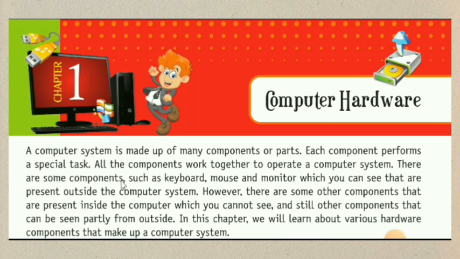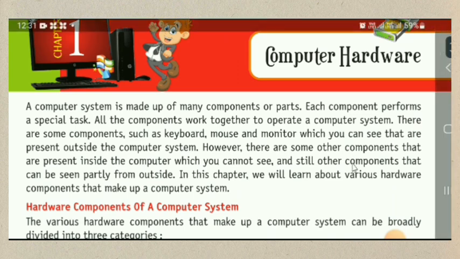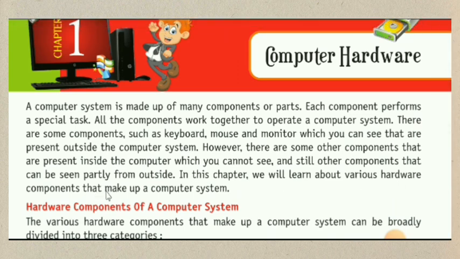There are some components such as keyboard, mouse, and monitor, which you can see, that are present outside the computer system. However, there are some other components that are present inside the computer, which you cannot see, and still other components that can be seen partly from outside. In this chapter, we will learn about various hardware components that make up a computer system.